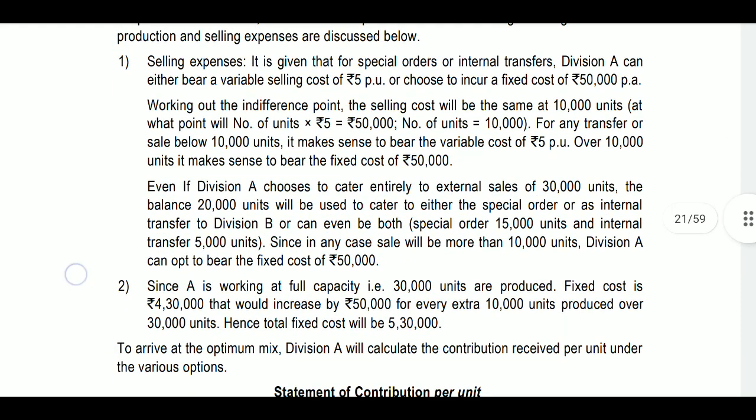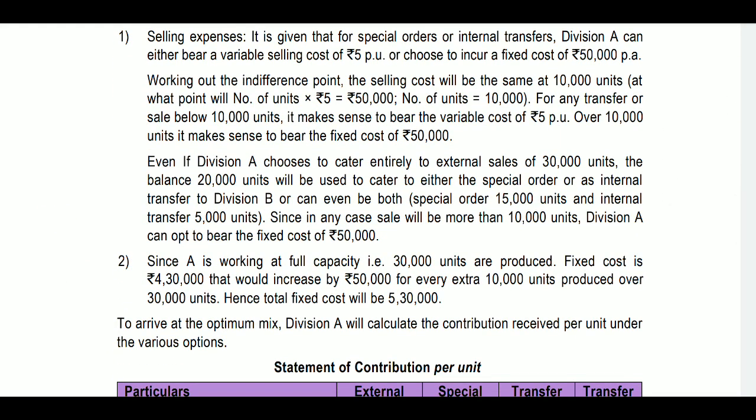Next, even if division A chooses to cater entirely to external sales of 30,000 units, the balance of 20,000 units will be used to cater to either the special order or the internal transfer to division B. So in both cases, the special order is 15,000 units or the internal transfer is 5,000 units. Since in any case the sale will be more than 10,000, it is better to go for fixed cost, not variable cost. If you go for variable cost, you will get more cost.